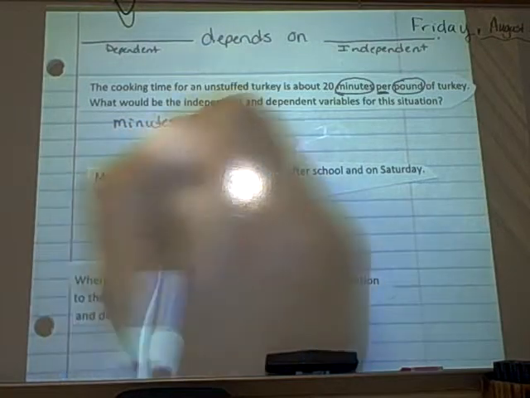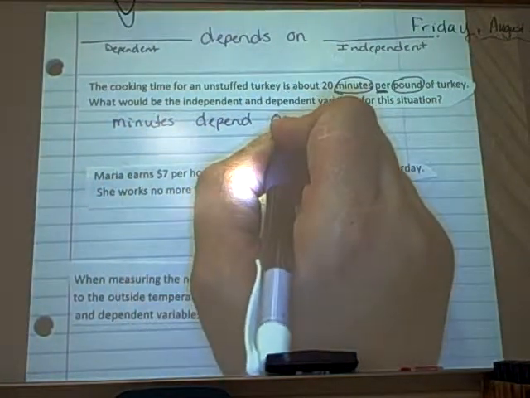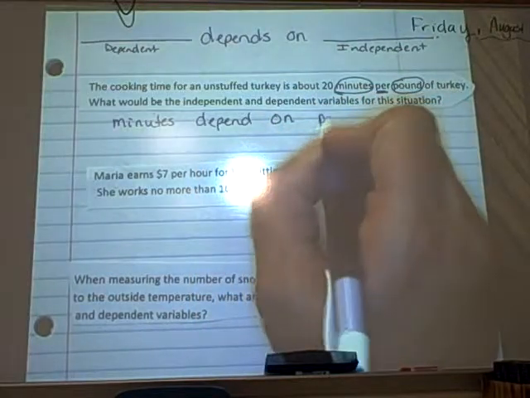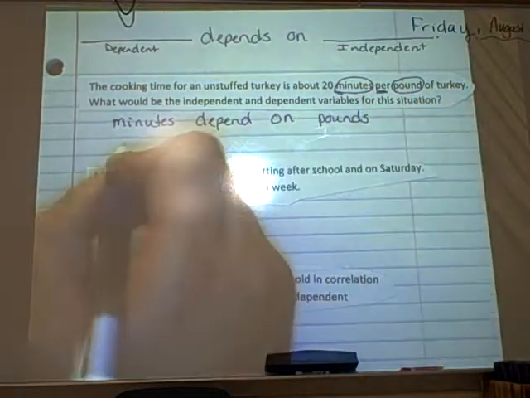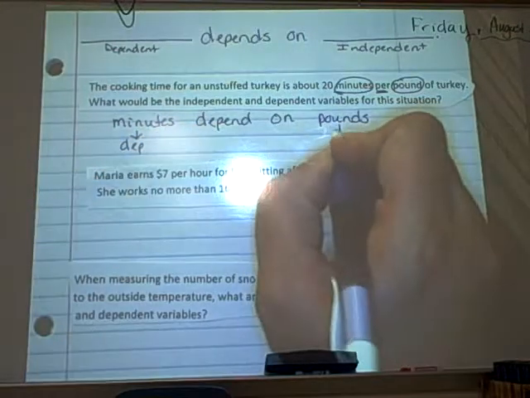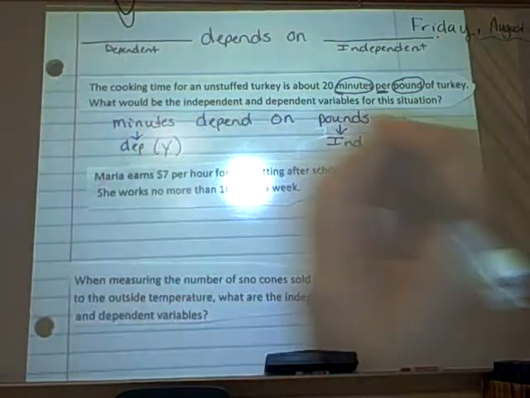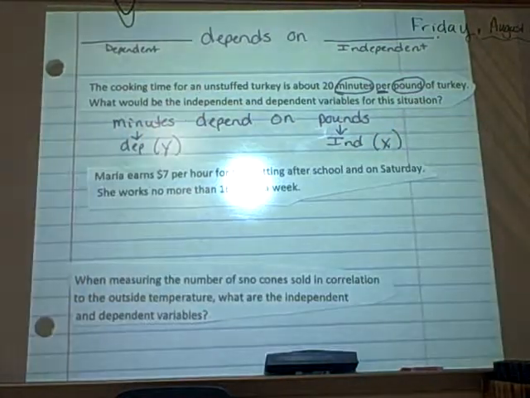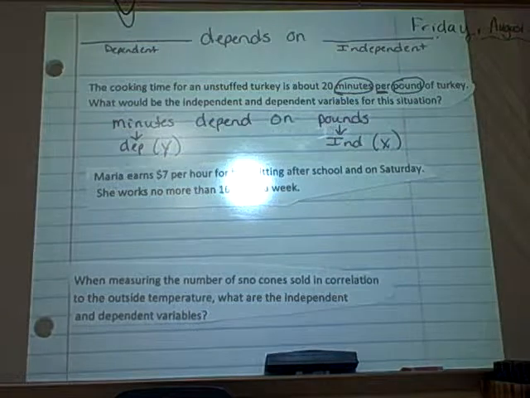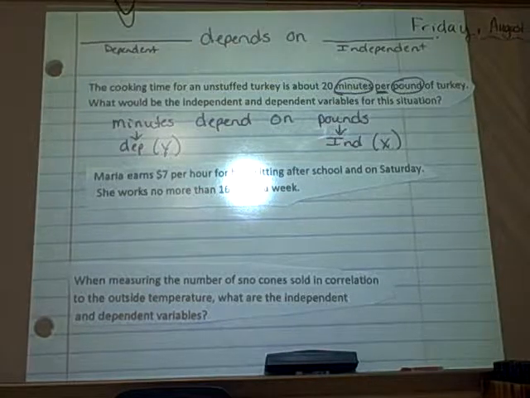Minutes depend on pounds. So the minutes are dependent. The pounds are independent. This is your Y. This is your X. So if you were going to set up a table or a chart and start filling in the chart, the X's would all be pounds, the Y's would all be minutes.